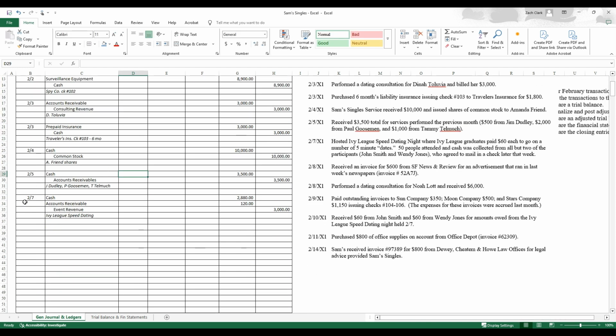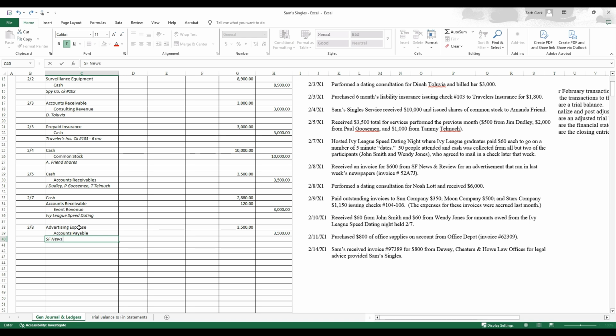So let's look at the 8th. Received an invoice, so I'm going to just go up and steal one of these 2-line entries. I think it's only going to have 2 lines. So on the 8th, we received an invoice for $600 for an advertisement. So let's do advertising expense and accounts payable, right? So we're getting the bill and we owe them money.